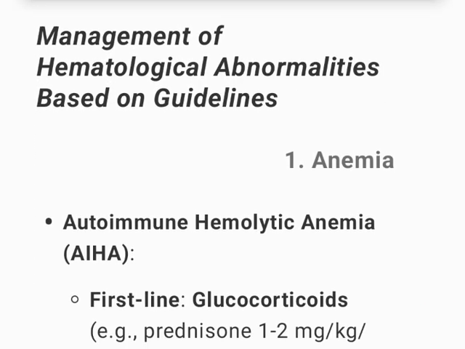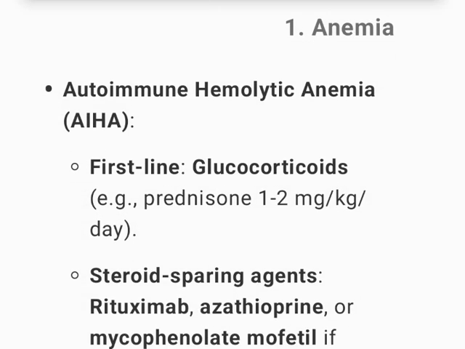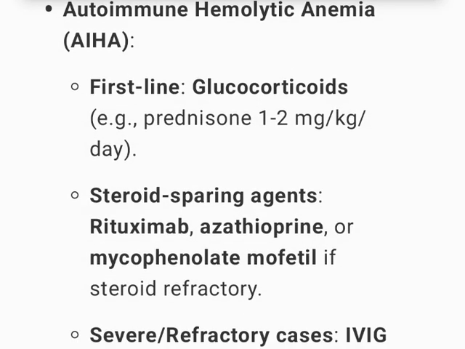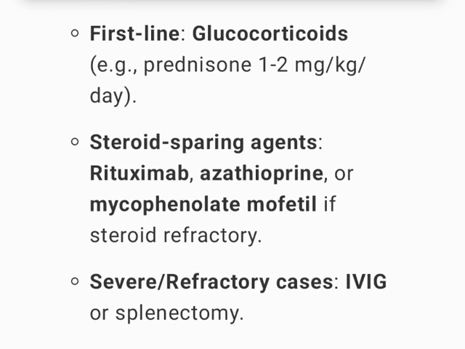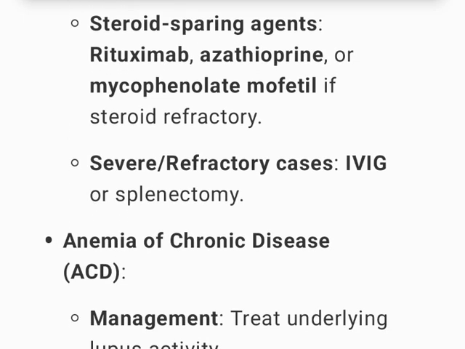Management of hematological abnormalities based on guidelines. 1. Anemia. Autoimmune hemolytic anemia, AIHA. First line: glucocorticoids, e.g. prednisone 1 to 2 milligrams per kilogram per day. Steroid-sparing agents: rituximab, azathioprine, or mycophenolate mofetil if steroid refractory. Severe refractory cases: IVIG or splenectomy.